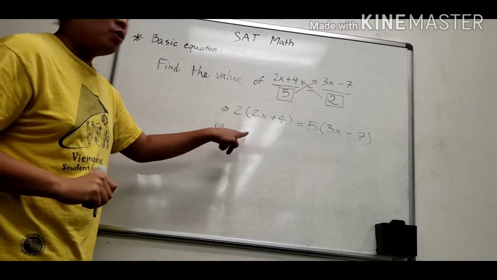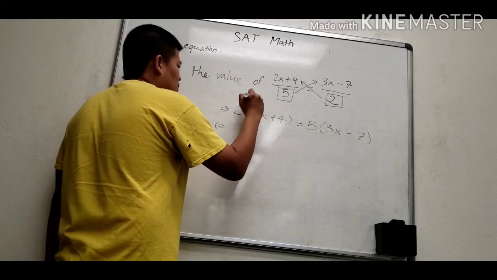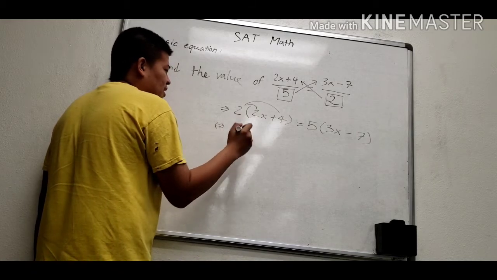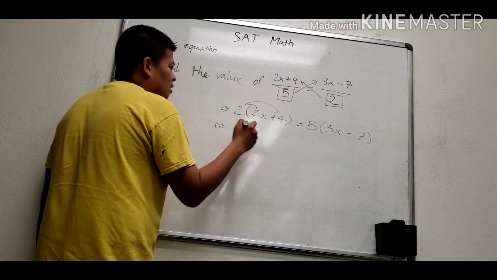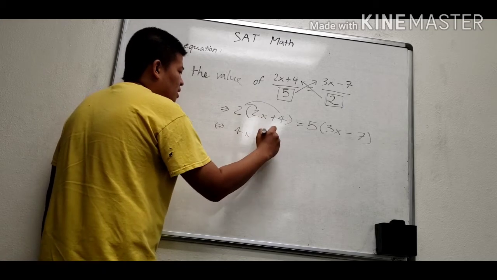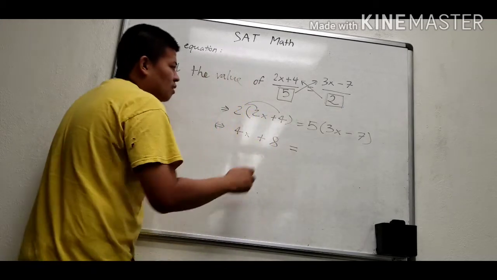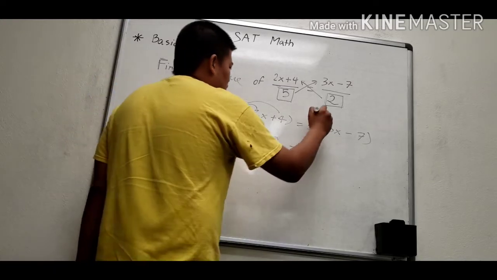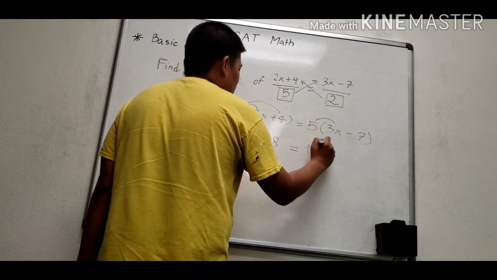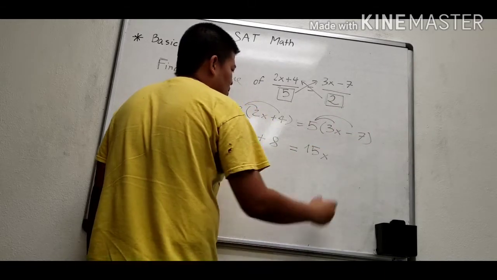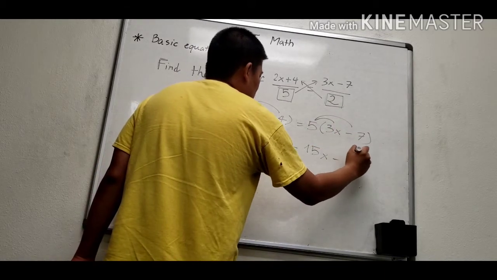2 multiplied with 2s, so we have number 2 and number 4. 2 multiplied with 2s is 4s. 2 multiplied with 4 is 8. The next one, we have 5 multiplied with 3, so we have 15s. 5 multiplied with 7 is minus 35.